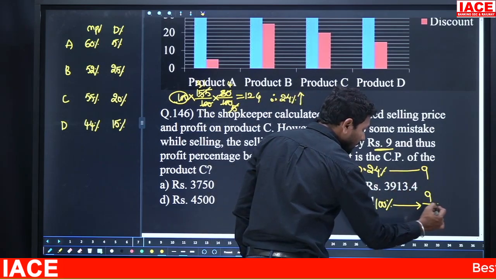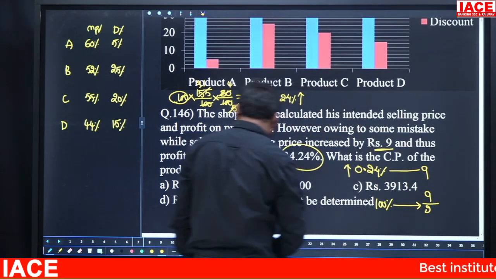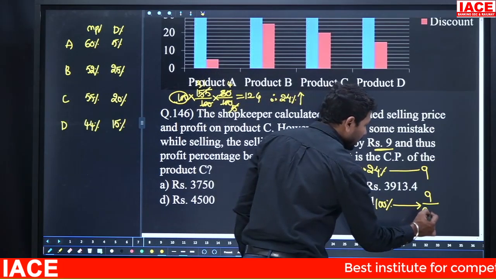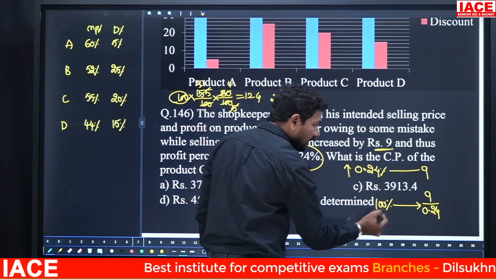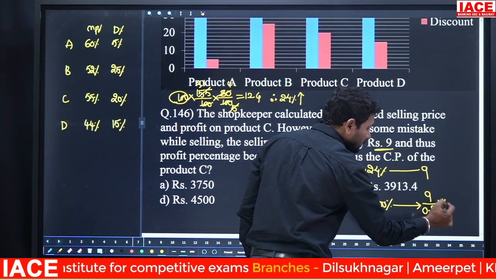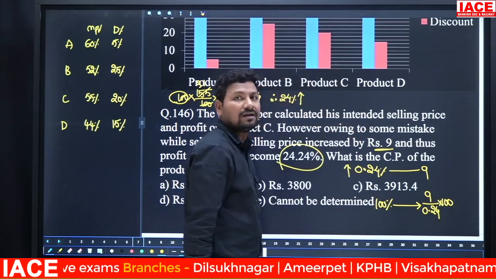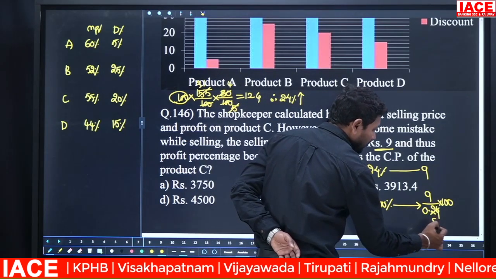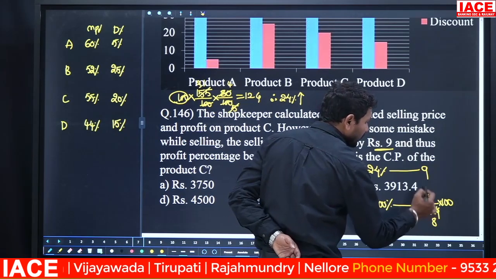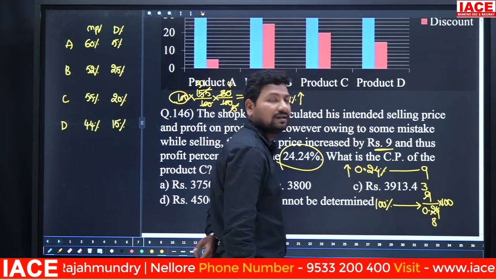It becomes 9 by 0.24. That is 1%, but I need 100%. Multiply with what number? 100. Multiply with 100. Here cancel the measurements. 3 8s are 24 and 3 3s.